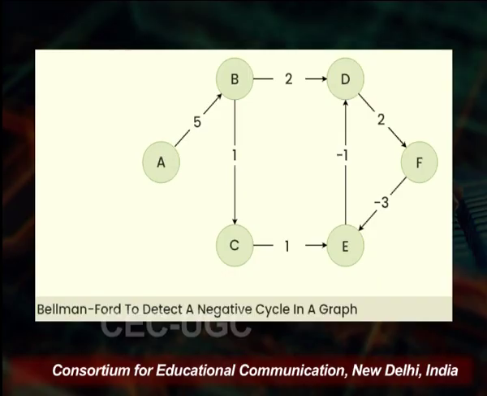So, here, as you can see on the screen, is a graph. Please observe this graph, which has some edge weights that are negative. There is an edge from A to B with a weight of 5, from B to D it is 2, from B to C it is 1, C to E is 1, then E to D is -1, D to F is 2, and F to E is -3.